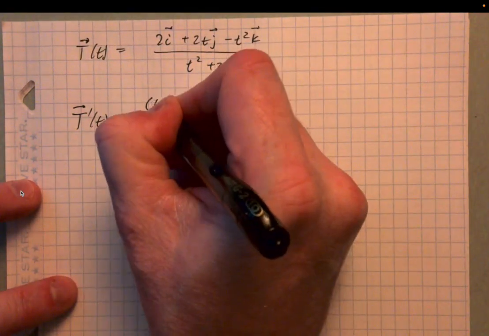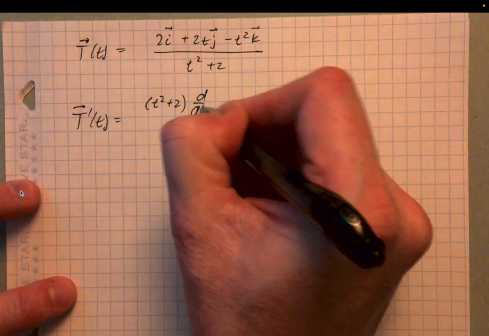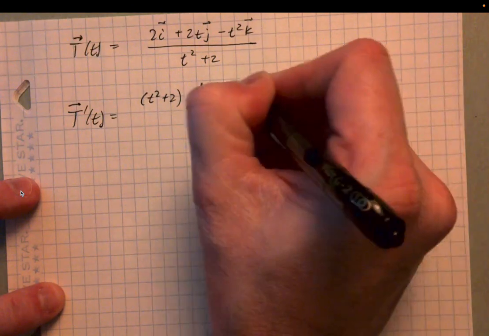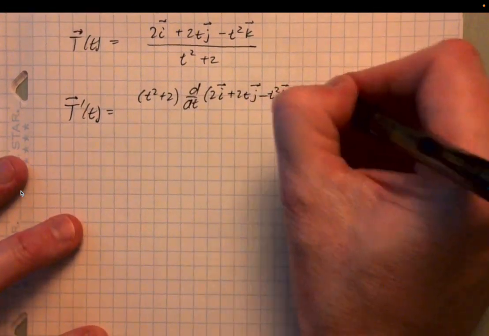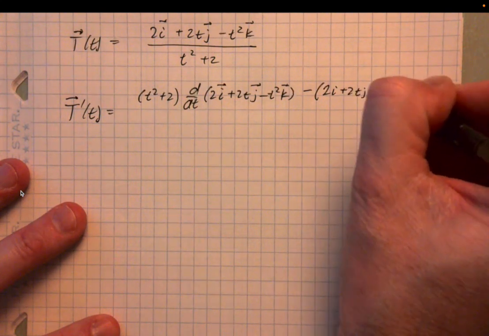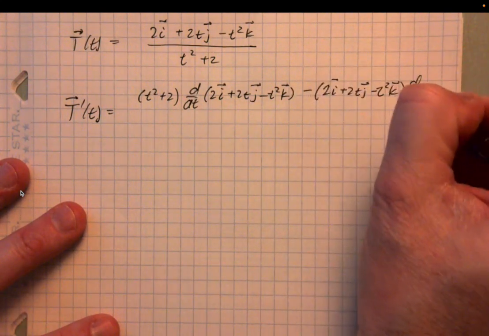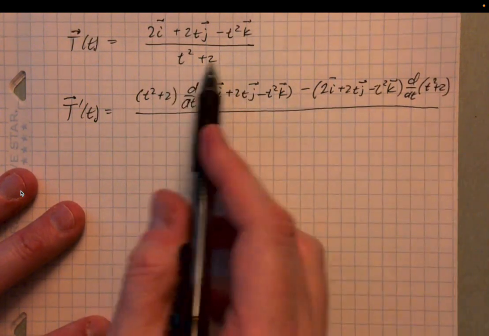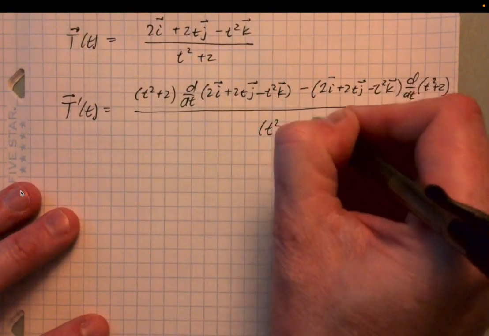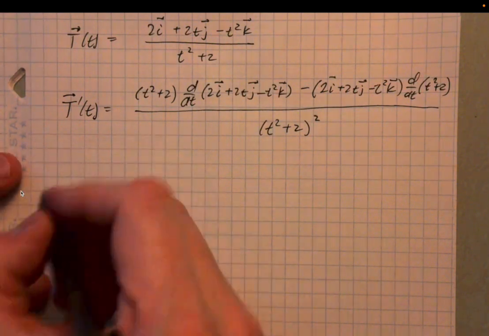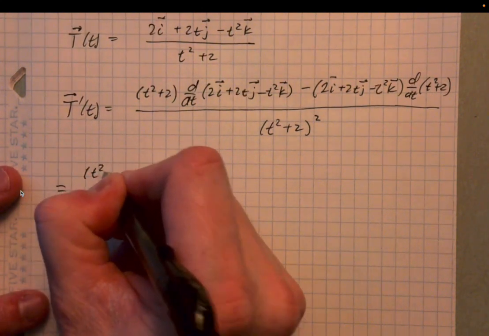So it'll be low, that's the t squared plus 2, times the derivative of the top function. You've got to remember you have a vector here. Minus high d low, so it'll be 2i plus 2tj minus t squared k, again a vector, times the derivative of the bottom. And then the whole thing is divided by the denominator squared. Like so. So that's the setup. Now, fortunately, these are very simple derivatives. The expression is just a little more convoluted than we might like.